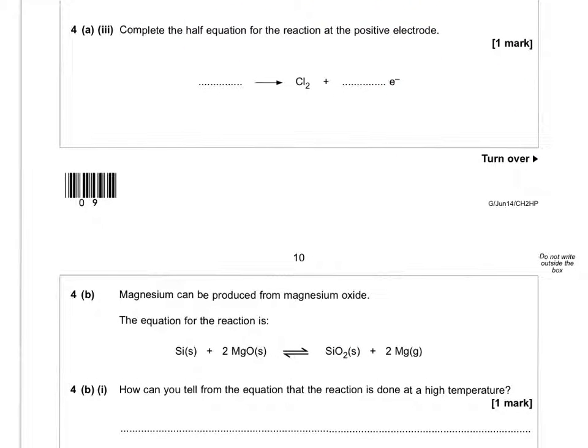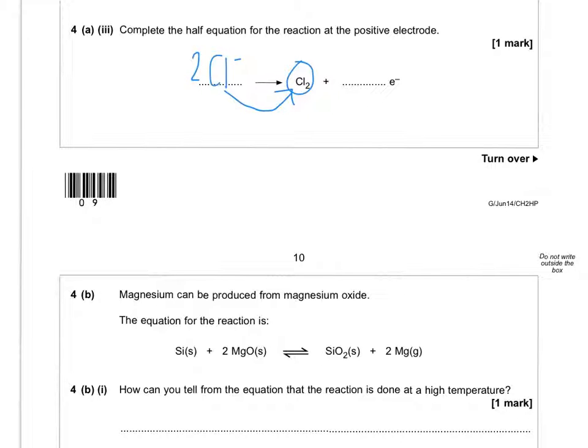Complete the half equation for the reaction at the positive electrode. I'll go through this one rather than get you to try and work it out. Okay, so we're forming a chlorine molecule. That means initially we would have had chloride ions, and we need 2 of them to get our 2 chlorine atoms to form a molecule.